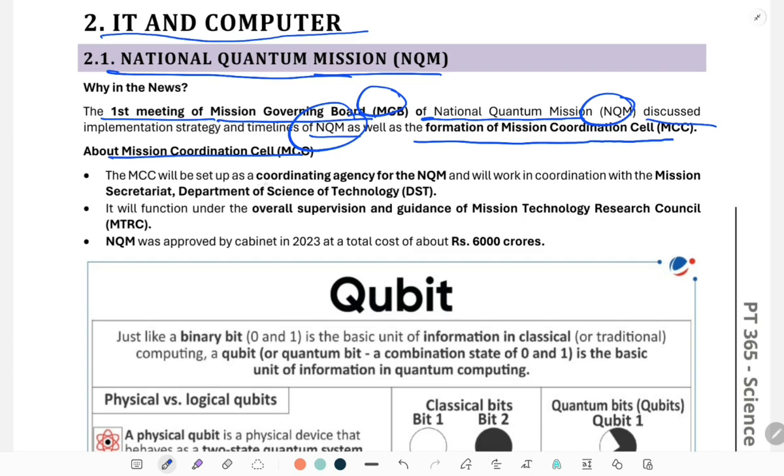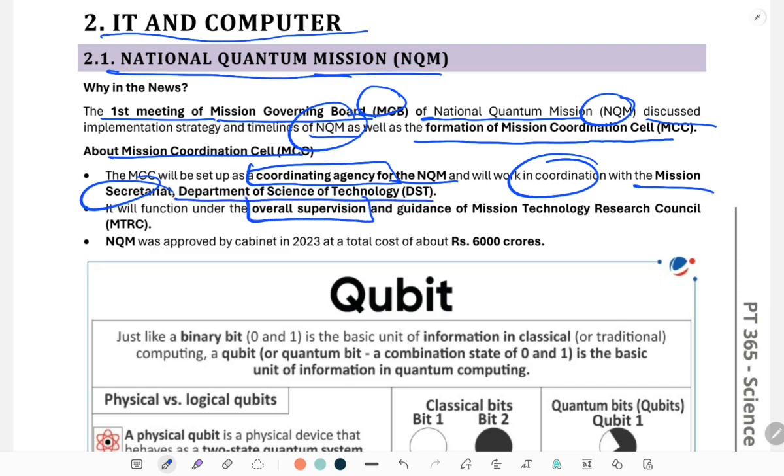This MCC will be set up as a coordinating agency for the NQM and will work in coordination with the mission secretariat and the Department of Science and Technology, DST. It will function under the overall supervision and guidance of the Mission Technology Research Council. Next, NQM was approved by Cabinet in 2023 at a total cost of about 6,000 crores.